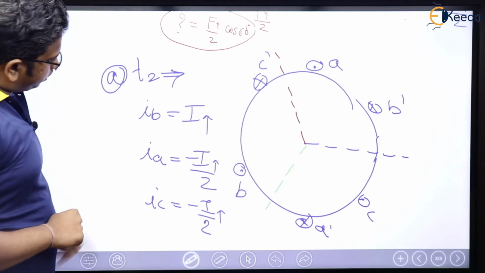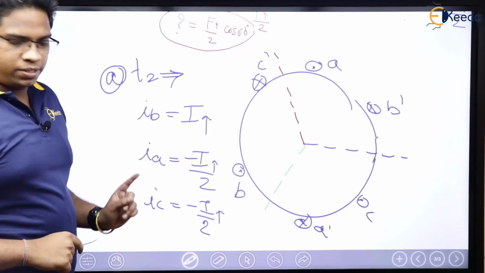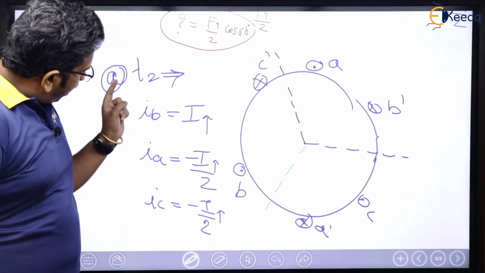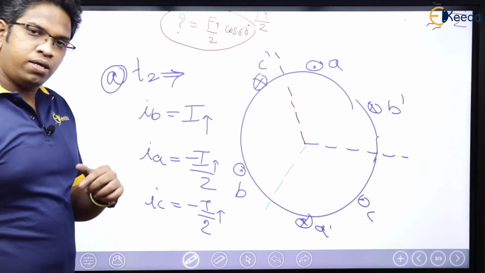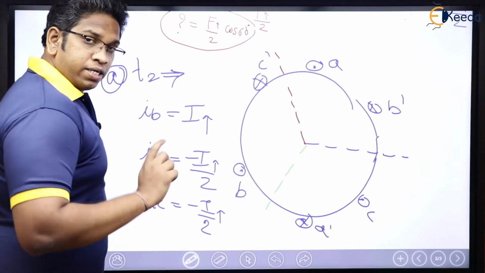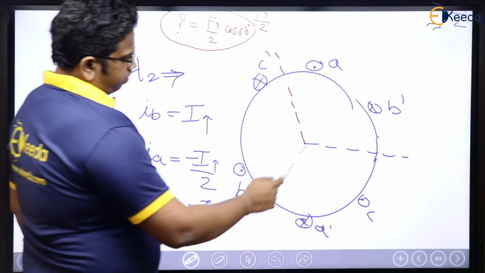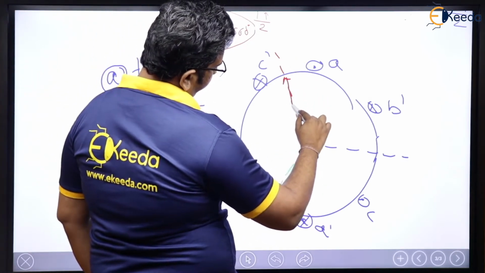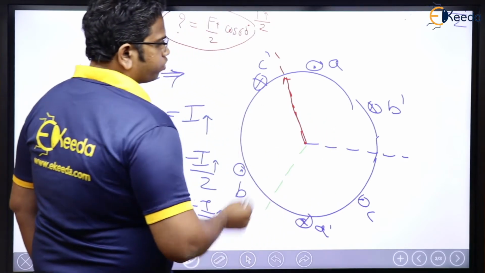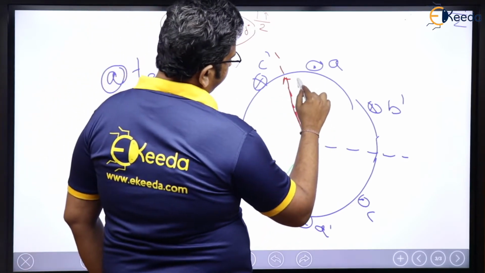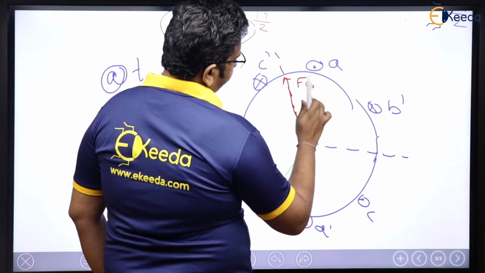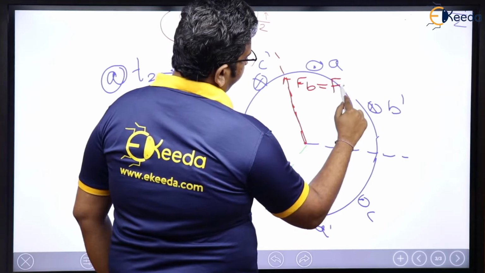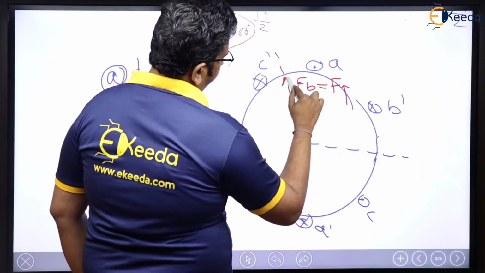At T2, what is happening? IB is nothing but Imax, which means MMF is also maximum, and that too positive maximum. If IB is this way, it is going to be positive maximum. This is going to be FB, which is equal to F max, right? This one.